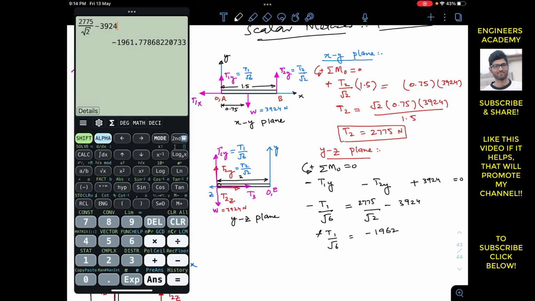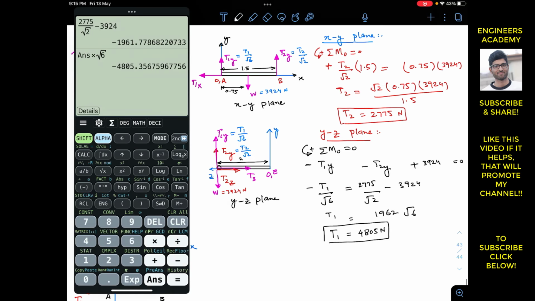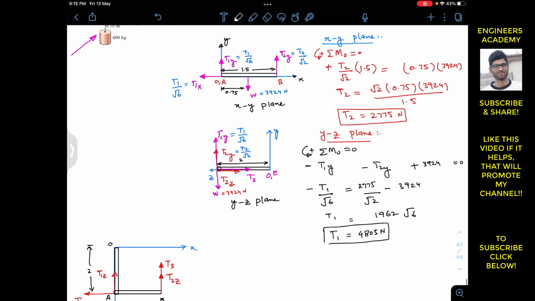1962, and if I divide both sides by minus 1, so this will cancel out, and T1 will be equal to 1962 into square root 6. So this will be our T1. So this answer multiplied by square root 6 gives us 4805. So T1 is equal to 4805 newtons. So now we know T1 and now we know T2.